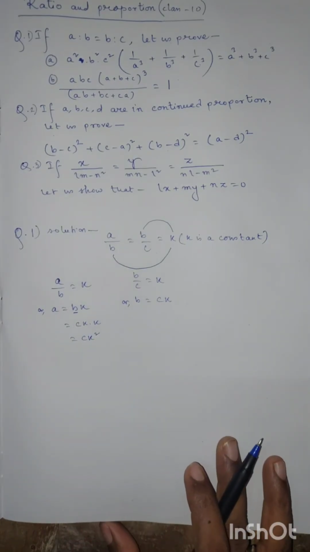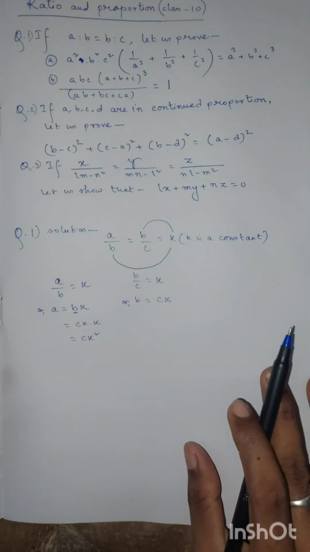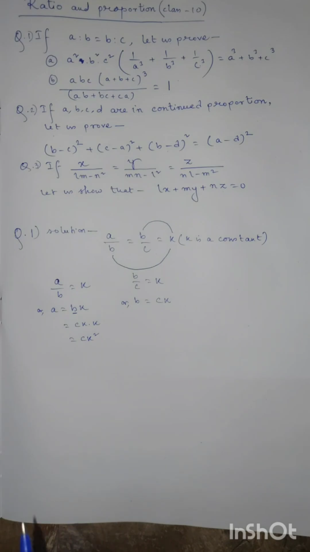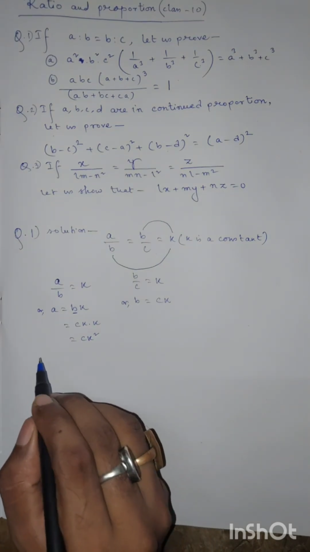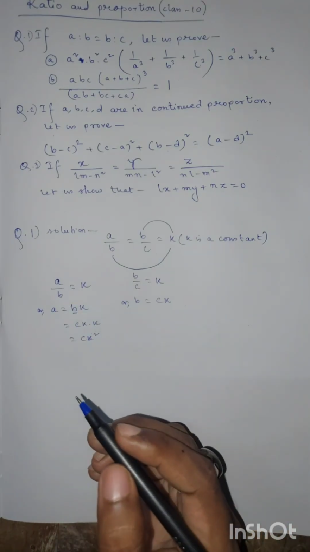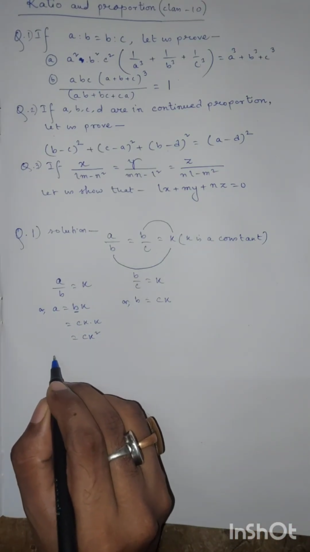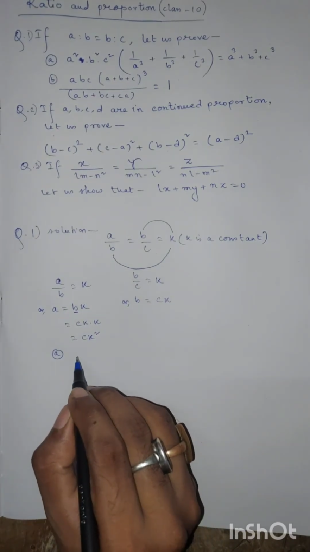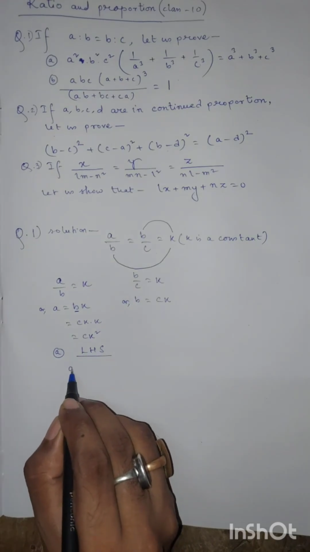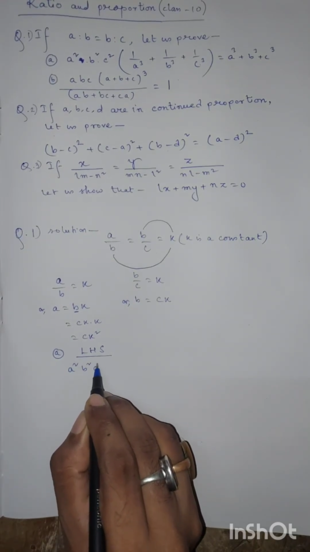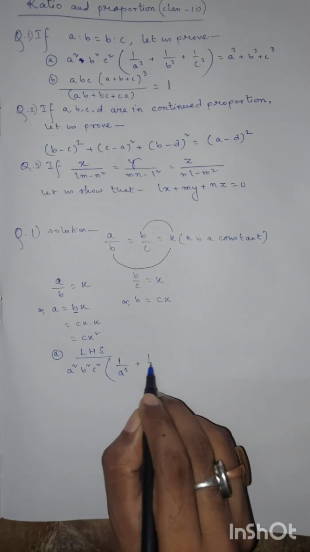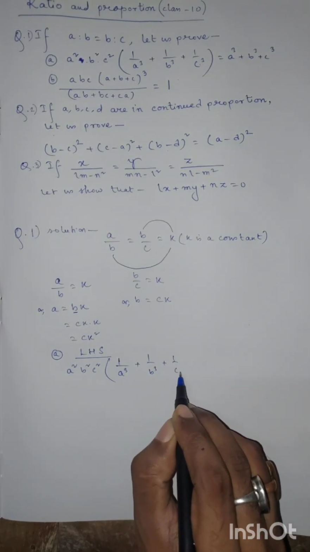So now let us write the left hand side of the first equation. Question number 1a, LHS is equal to a square b square c square into 1 by a cube plus 1 by b cube plus 1 by c cube.